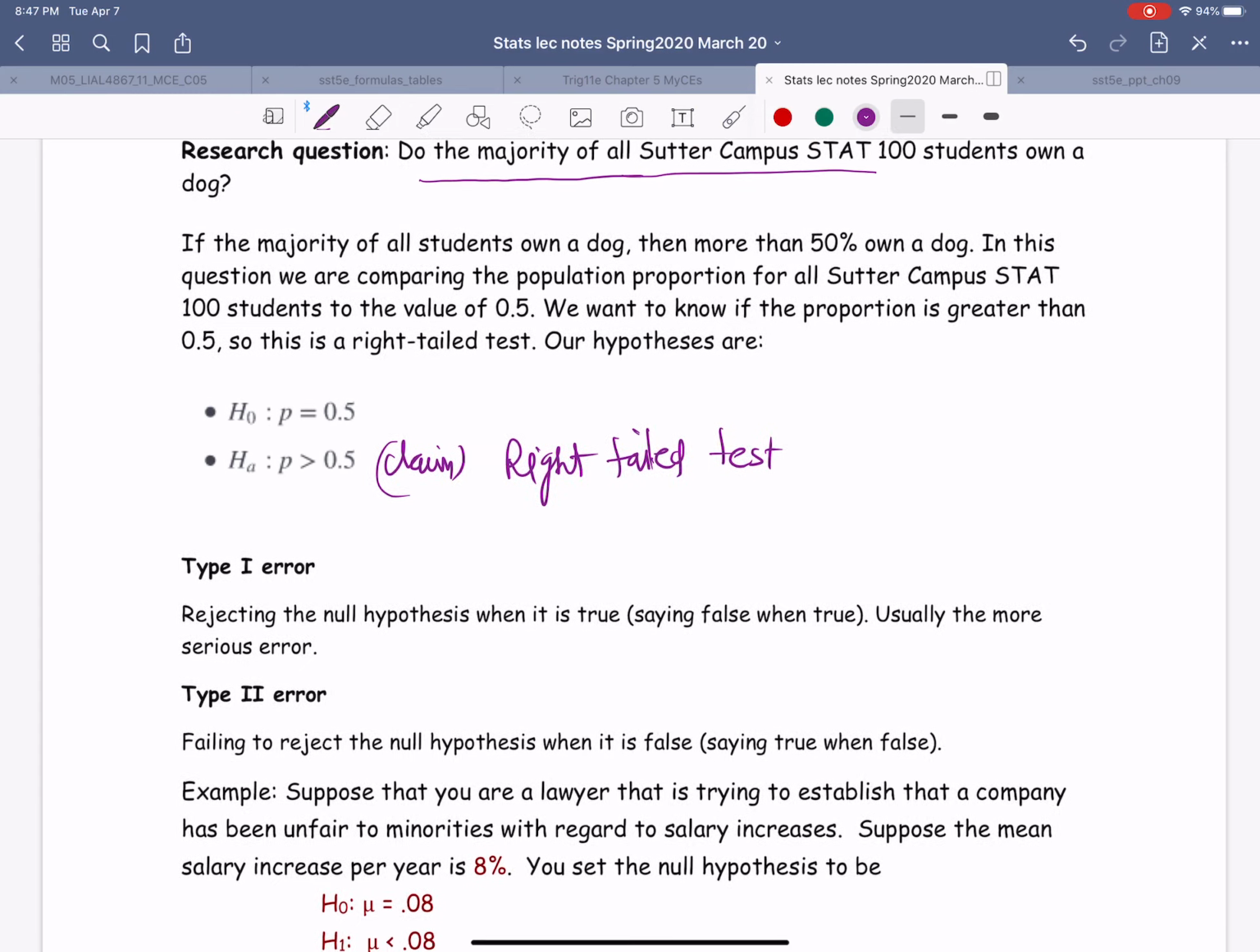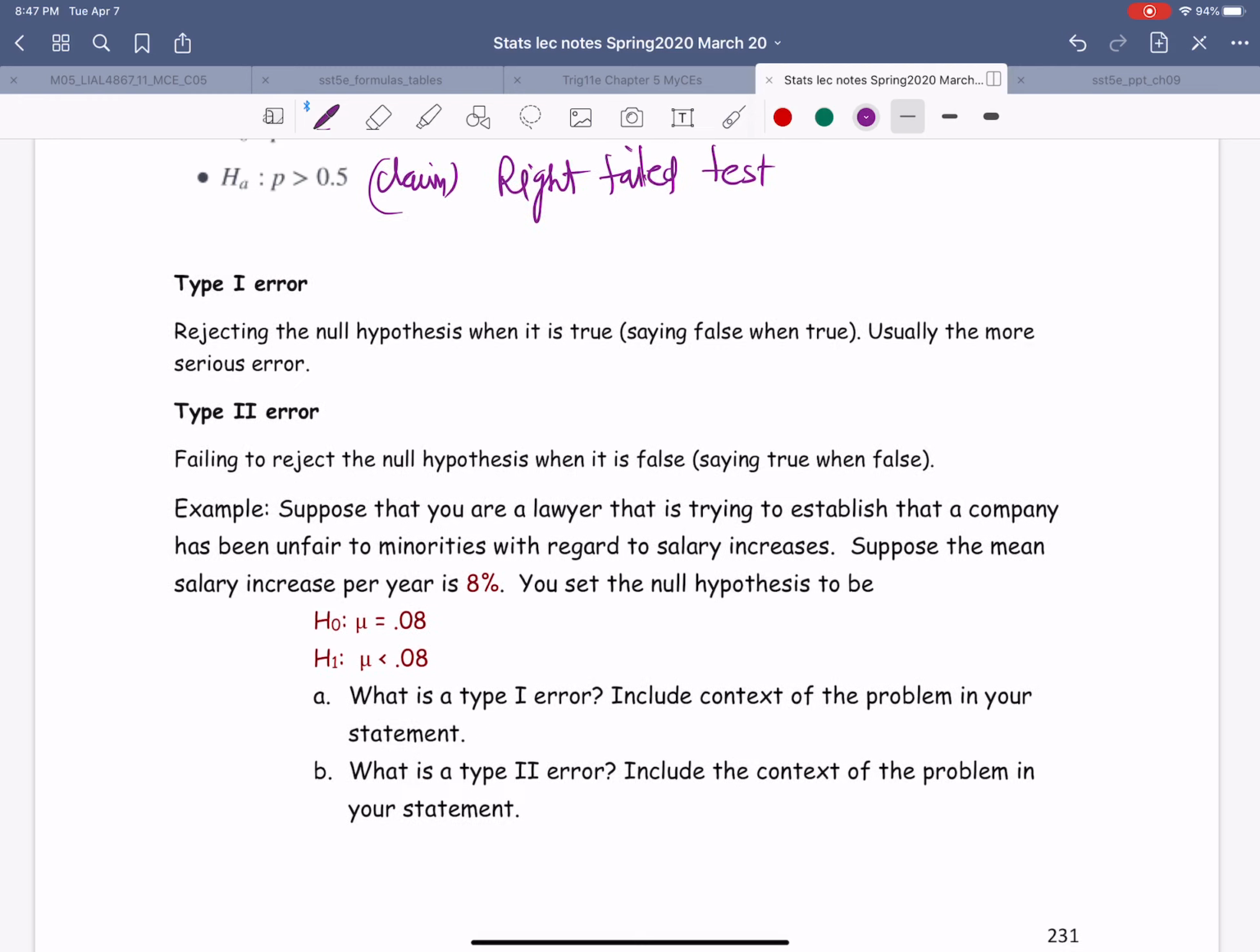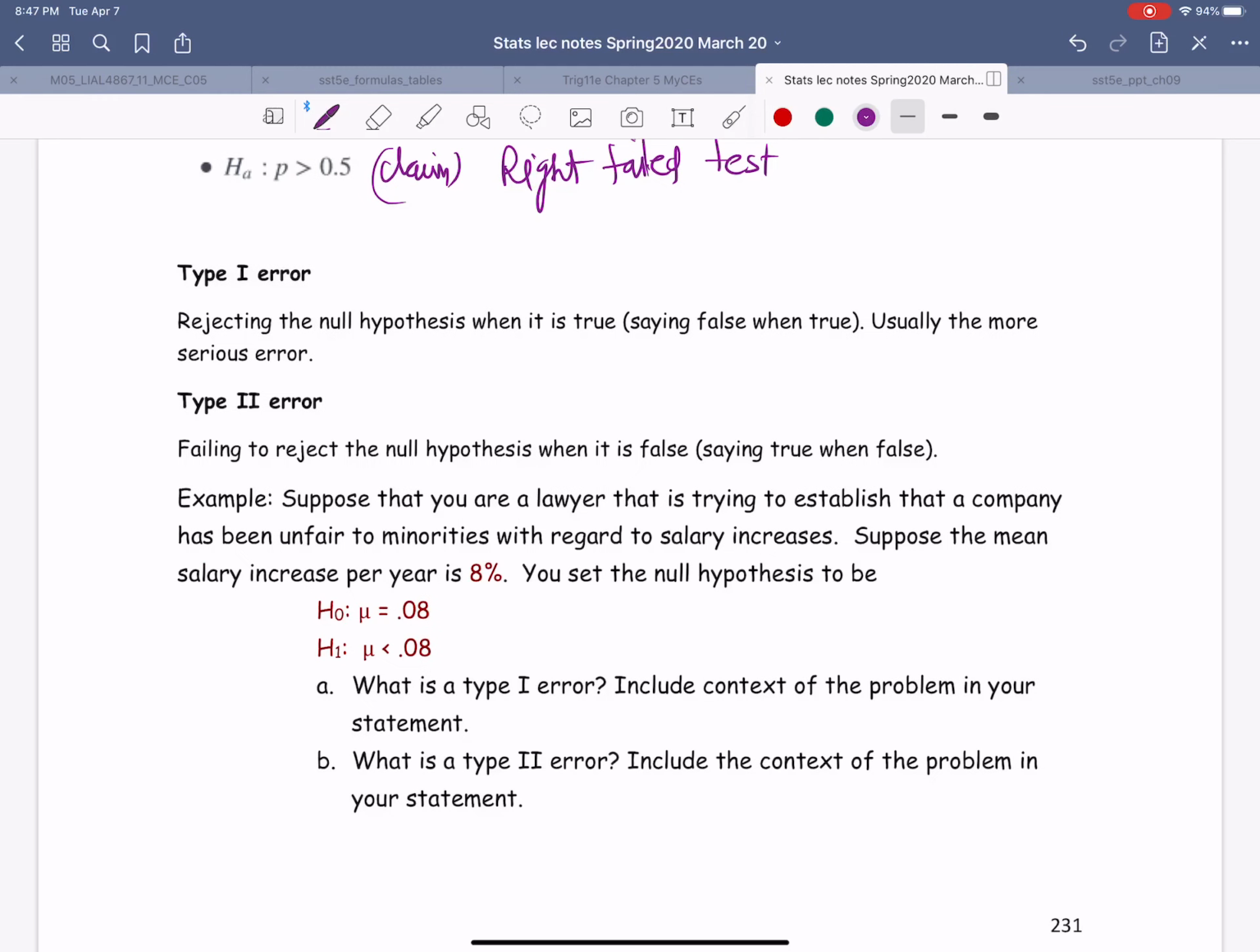Type 1 error is rejecting the null hypothesis when it is true, saying false when true. Usually it's a more serious error. Type 2 error is failing to reject the null when it is false, saying true when it is false.